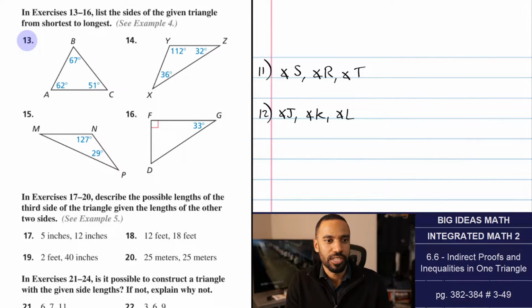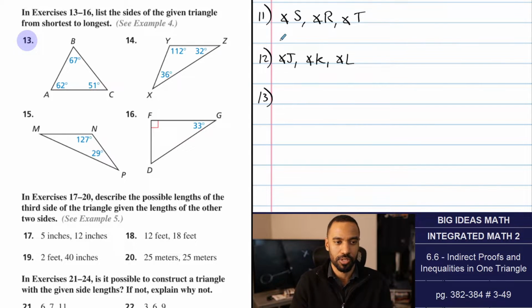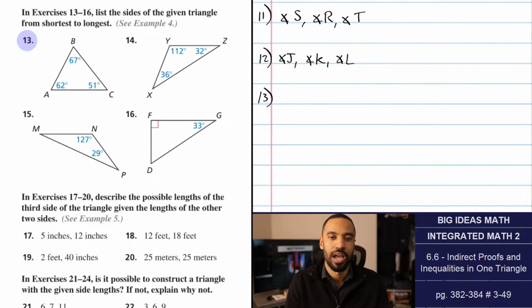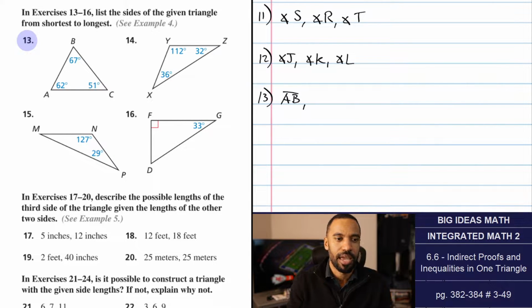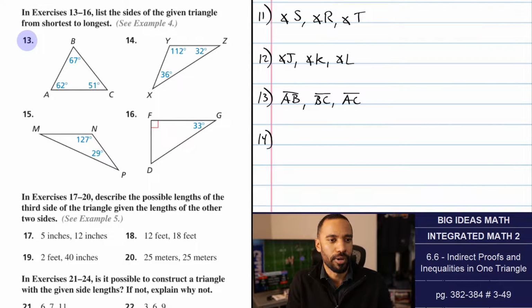All right, next are 13 to 16. List the sides of the given triangle from shortest to largest. Based off these, we have the angle measures, and opposite the smallest angle is the shortest side, opposite the largest angle is the longest side. So 51 is the smallest angle, so segment AB will be the shortest side. Opposite the 62 degree angle will be segment BC. And last but not least, we have segment AC opposite the 67 degree largest angle.